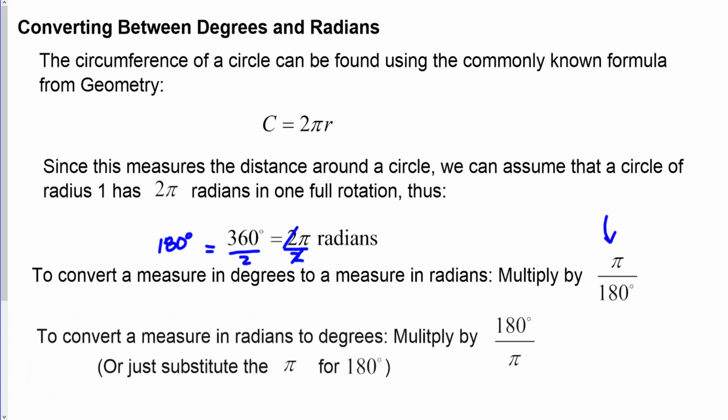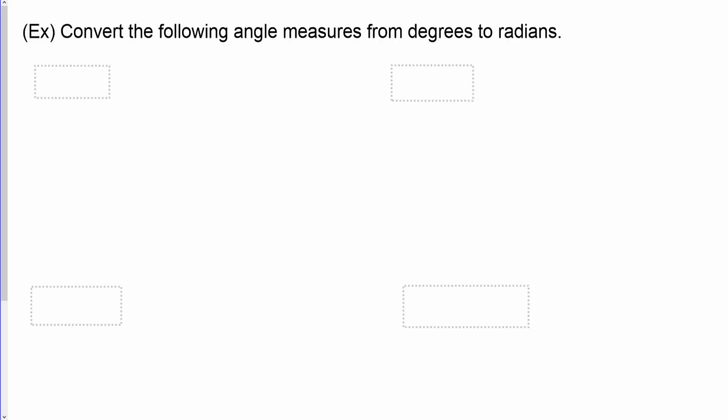Similarly, to convert a measure in radians to degrees, we multiply by 180 degrees over pi. Or a lot of times it's actually easy to just substitute the symbol pi for 180 degrees, simplify that fraction, and that can make your work a little bit easier. So let's look at some examples. Convert the following angle measures from degrees to radians.